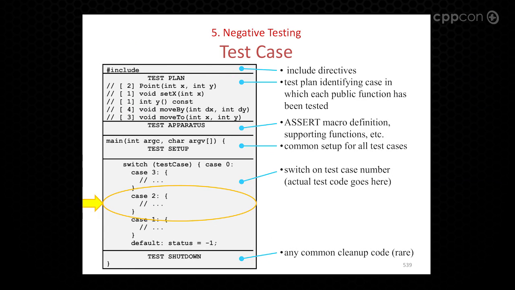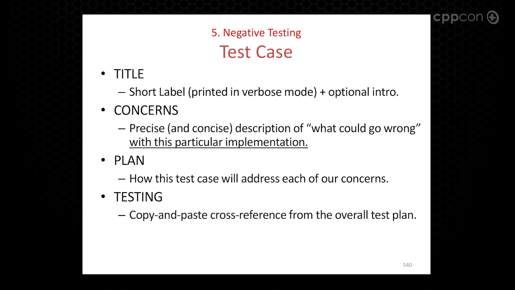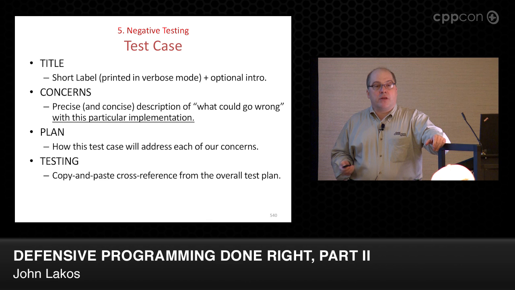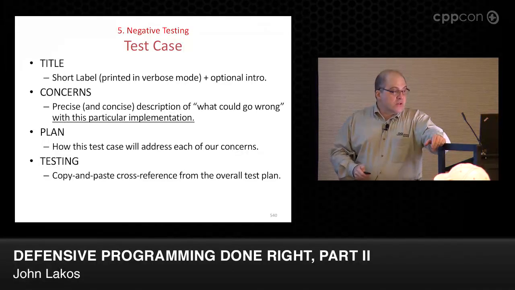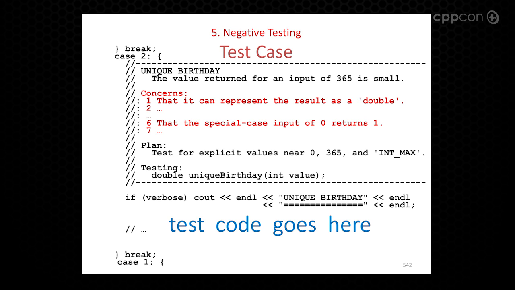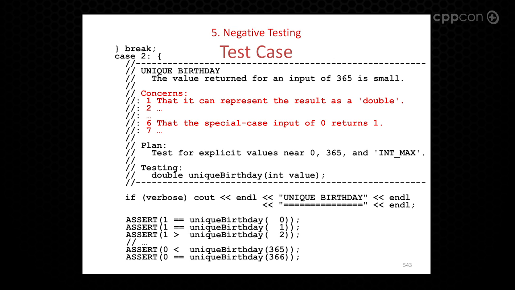Okay. In a case, we need to set up certain things like a title, concerns, plan, and testing. The most important thing is the concerns. You can't test something unless you're concerned about something. If you're not concerned, then what are you doing? So you look at the thing and you say, I'm concerned that I'm off by 1 on this. Okay, check it. That's what a concern is. So here's an example. I want to make sure that I can do certain things. So here are my concerns, and I just put them down, and then the code looks something like this. That's just a quick, ballpark idea.